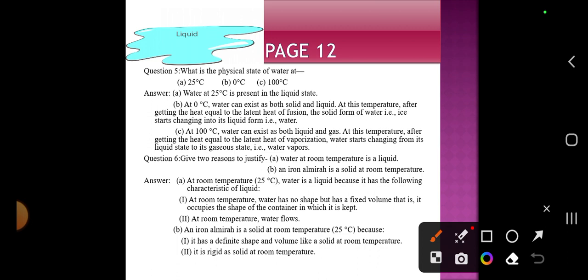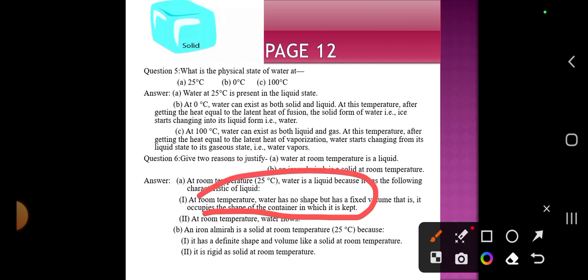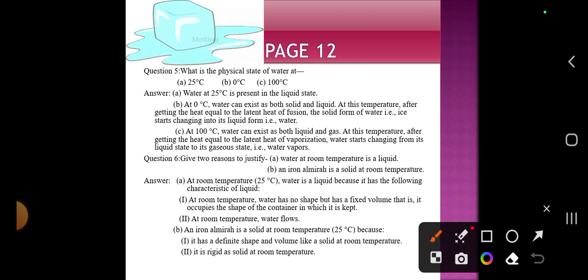At room temperature, water has no shape but has a fixed volume. That is, it occupies the shape of the container in which it is kept. At room temperature, water can flow. But an iron almirah is a solid at a room temperature of 25 degrees because it has a definite shape and volume like a solid at room temperature. It is rigid as a solid at room temperature.